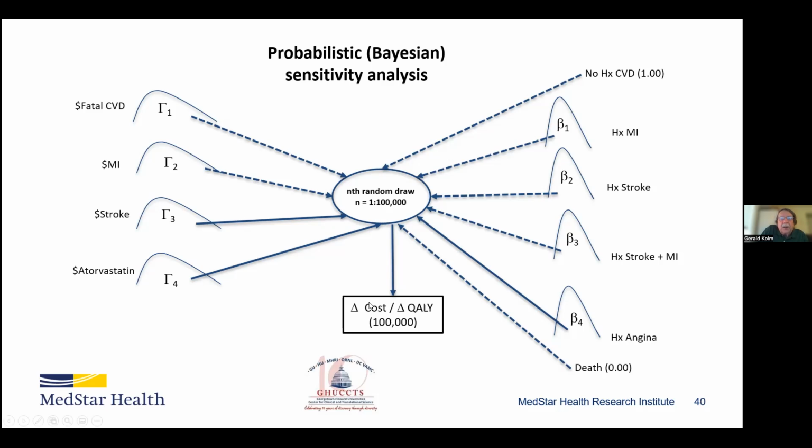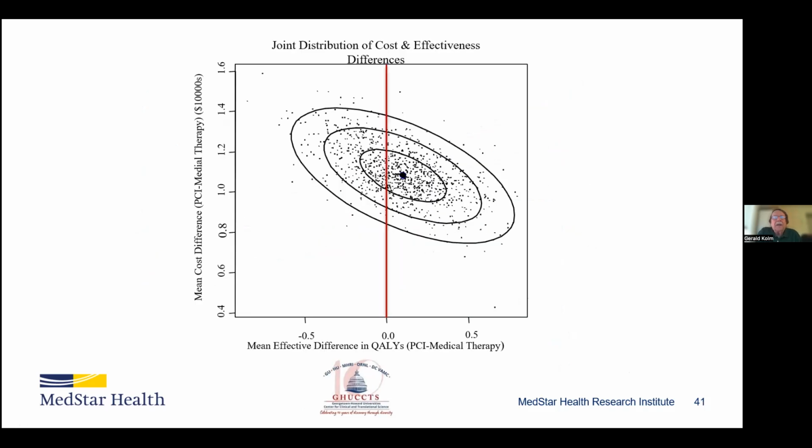And so what we come up with then is our incremental cost effectiveness ratio, our difference in cost divided by the difference in qualities between the treatment groups. And we've done this 100,000 times to get a distribution. When we plot this, on the horizontal axis we have the mean effective difference, in this case quality of life, and on the vertical axis the mean difference in cost. All of the little dots here are the thousands of replications that we made.